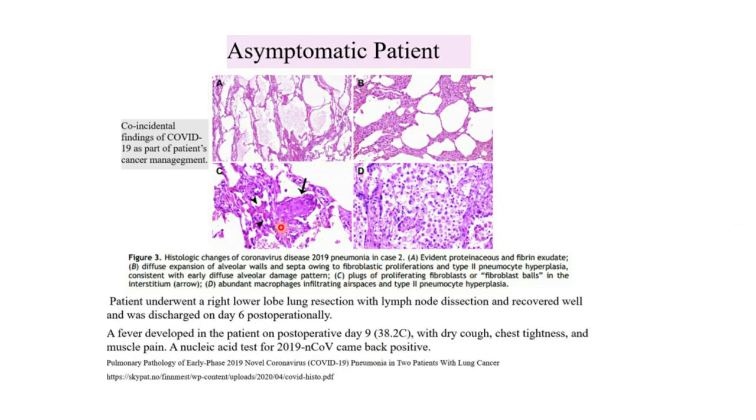Another patient, asymptomatic, coincidental finding of COVID-19 as part of the patient's cancer management. In A, evident proteinaceous and fibrin exudate. So there it is, proteinaceous and fibrin exudate. In B, diffuse expansion of alveolar walls in septa owing to fibroblastic proliferation and type 2 pneumocyte hyperplasia. So here it is. Look, the septa are now thickened.